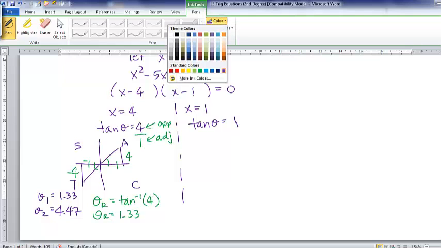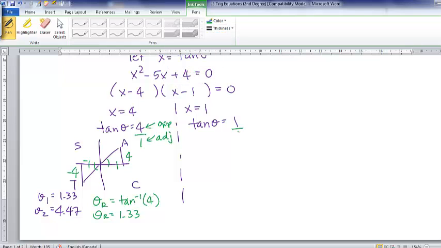Okay, let's go on to the other part. So I've got tan equals 1. Again, check them in your calculator. Take that extra minute to do so. So that's opposite and adjacent. Okay, so let's draw the picture.